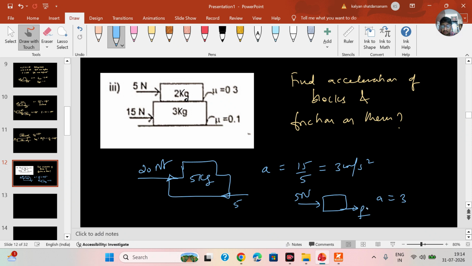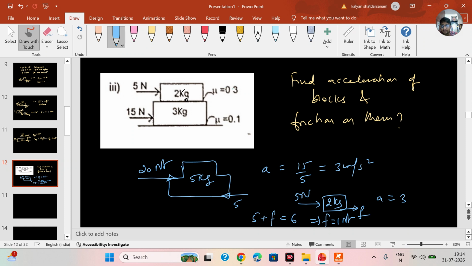How can friction on 2 kg be to the right? Because 3 kg is trying to take it along with it, right? 3 kg might have greater acceleration, and both have common acceleration, but 3 kg might be trying to take 2 kg along with it. So if I apply Newton's laws now, what do I get? 5 plus F is 6. So F is 1 Newton. Is it less than mu n? Is this friction less than mu n?